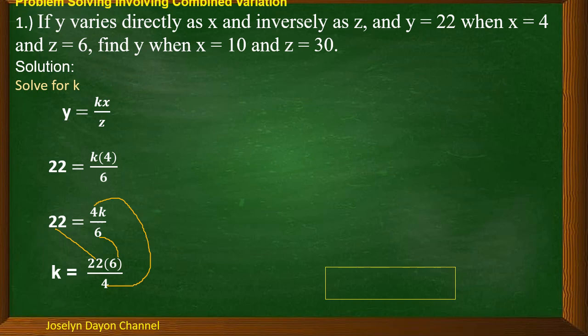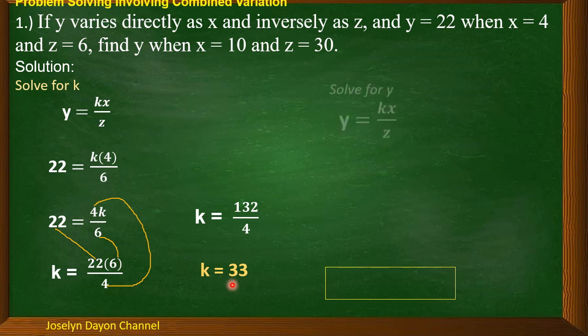Next, we have to simplify further. So we multiply 22 times 6, which is 132. Then copy the denominator 4. So 132 divided by 4 is equal to 33. So k is 33, or the constant of variation.